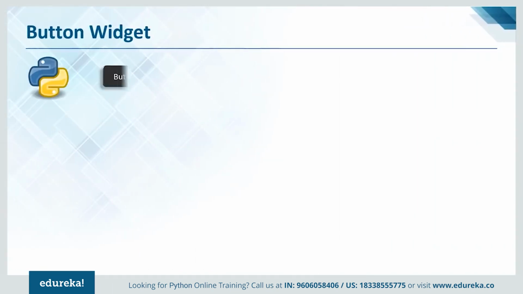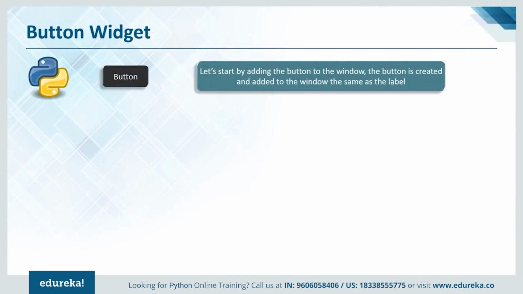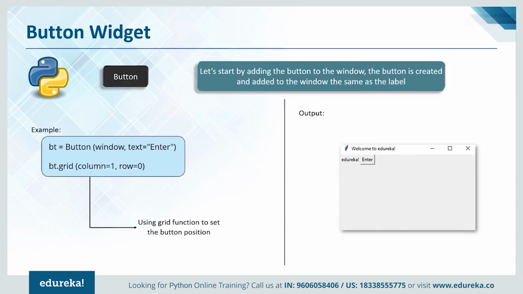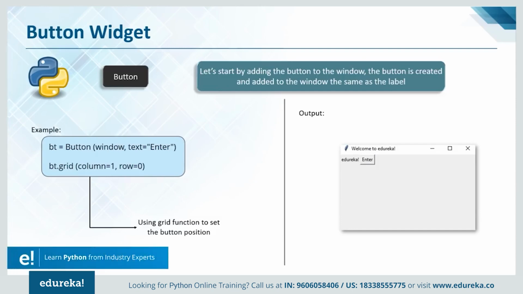And next up is the button, guys. It is very similar to the label widget, to be honest with you guys. All we do is create a variable and use the widget syntax to define what the button has to say. Also, here we'll be using a function called the grid function, which is used to set the position of the button on our particular window.